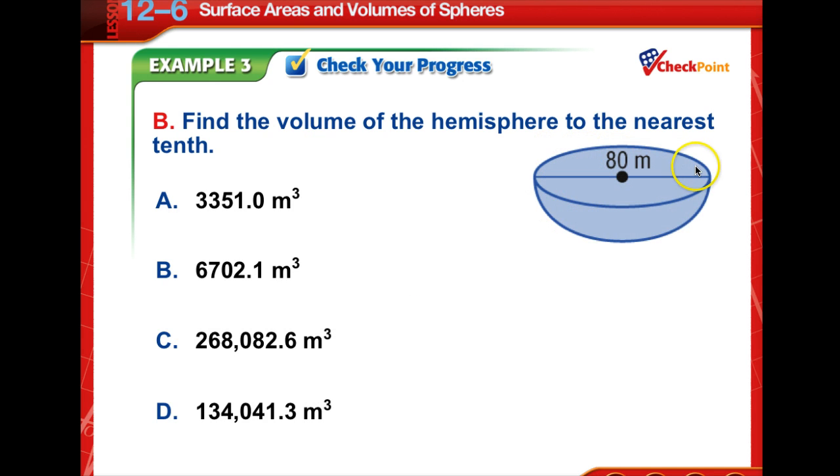Now we're finding the volume of the hemisphere. So pause the video and work the problem, come back and check your answer. Well, we know this radius is 40. Substituted in, 40 cubed is 64,000 times pi times 4/3 times 1/2. And this is our answer. I got a little rounding issue. I ended up with 134,041.2. So it just depends on if you're using your pi button or 3.14159. It's going to be rounding.